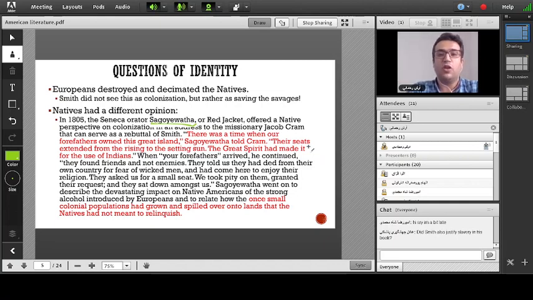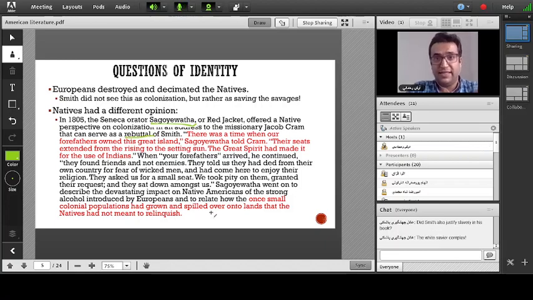افرادی مثل جان اسمیت میگفتن اینا همشون وحشی هستن، این نیتیوا. ما داریم مثلا کار خدا رو انجام میدیم که اینا رو سیویلایز میکنیم، متمدن میکنیم به اصطلاح. Now these native writers actually opposed it and they wrote a rebuttal. یک جوابیه نوشتن به John Smith.